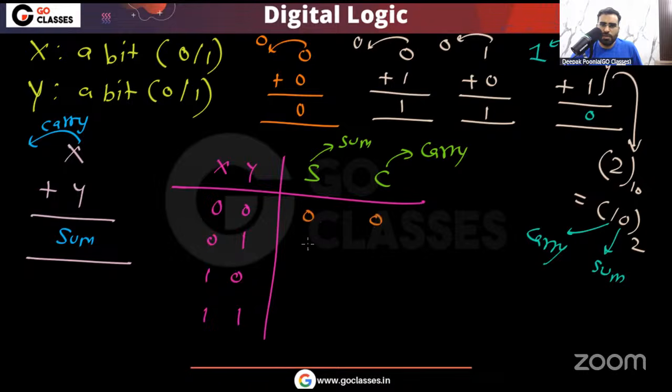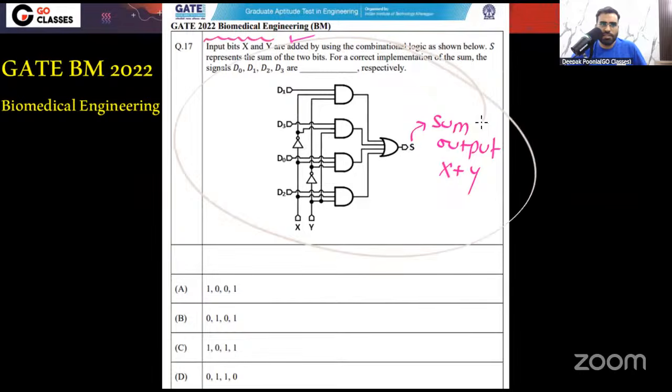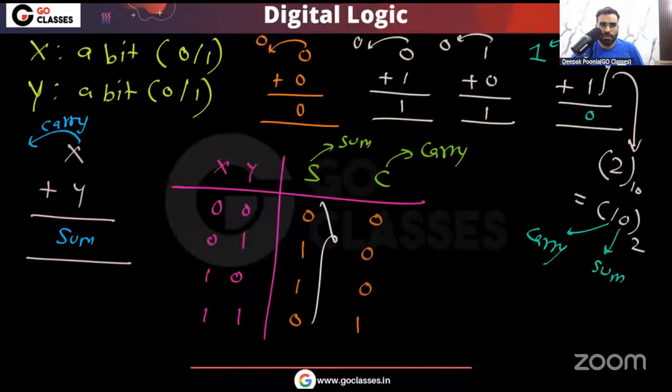0 plus 1, sum is 1, carry 0. 1 plus 0, sum is 1, carry 0. 1 plus 1, sum is 0, carry 1. Correct? Notice. Now here we are only interested in S. This question is only interested in this sum output. Okay, so let's write the sum output equation.